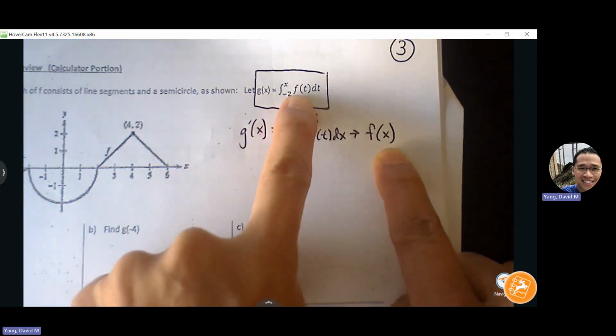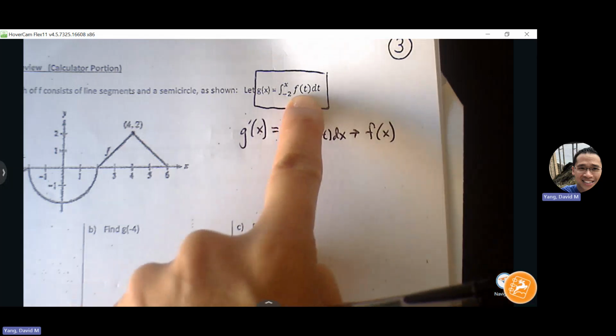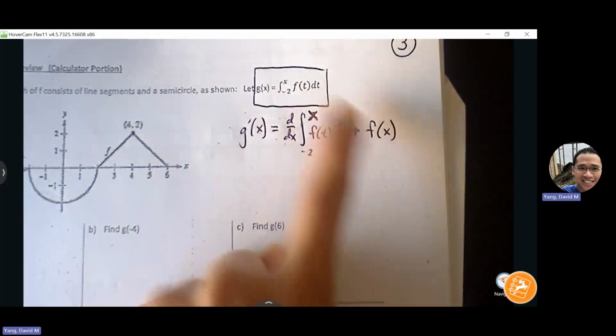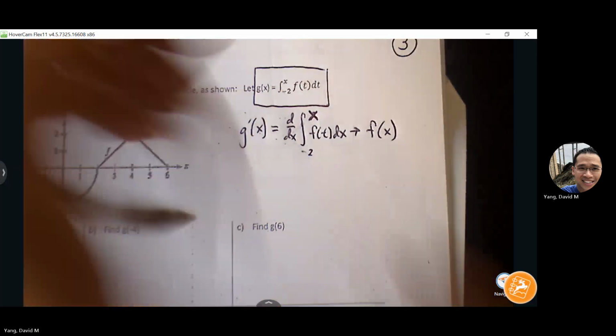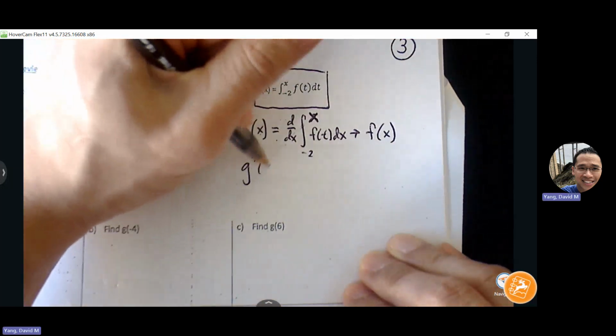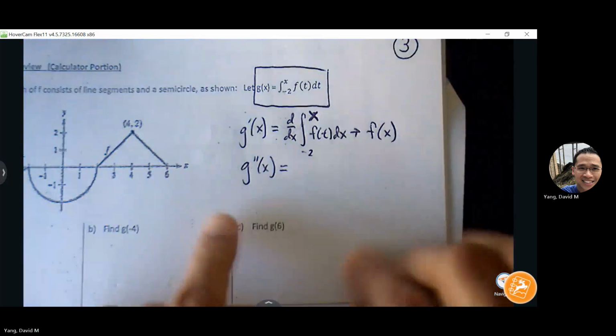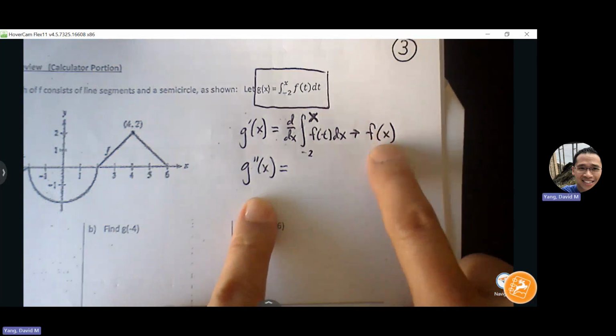So G prime is just F of x. In other words, I'm starting at a level above F. So when I take the derivative, I'm back down to F. So G double prime is just going to be what? F prime.